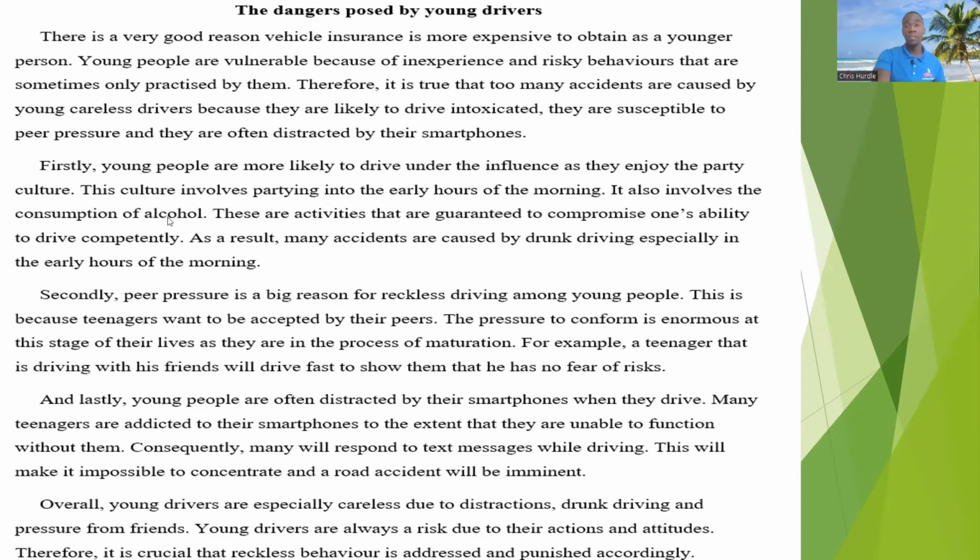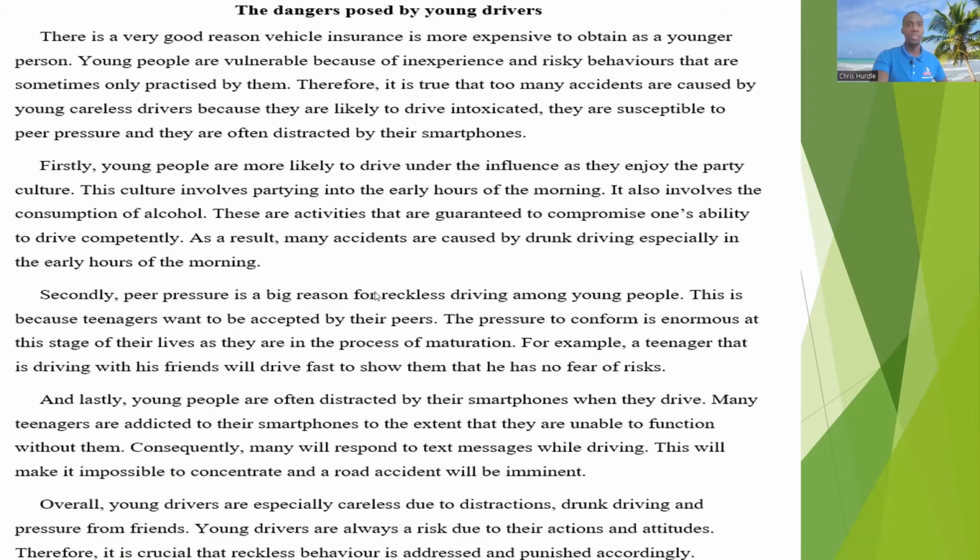Now I will have to defend that by providing evidence. This culture involves partying into the early hours of the morning. It also involves the consumption of alcohol. These are activities that are guaranteed to compromise one's ability to drive competently. As a result, many accidents are caused by drunk driving, especially in the early hours of the morning. Now, that's an explanation as to why young people are likely to drive under the influence, right? So I explain that afterwards, right?